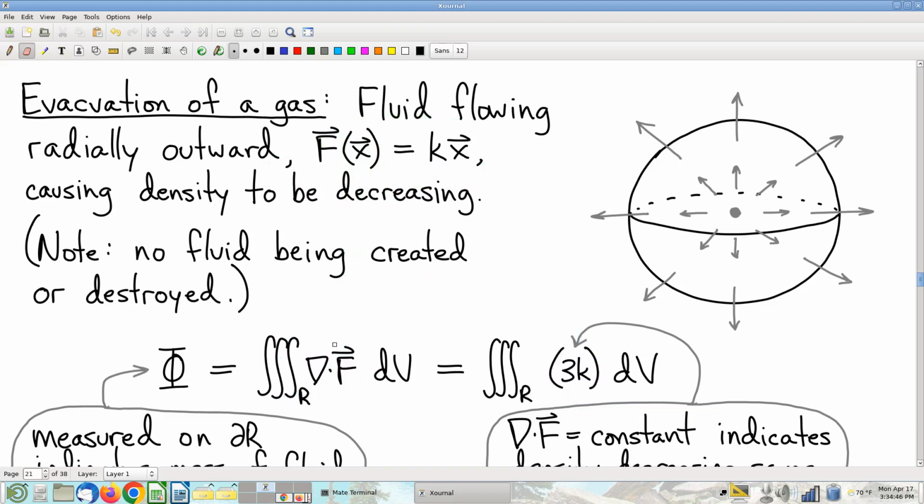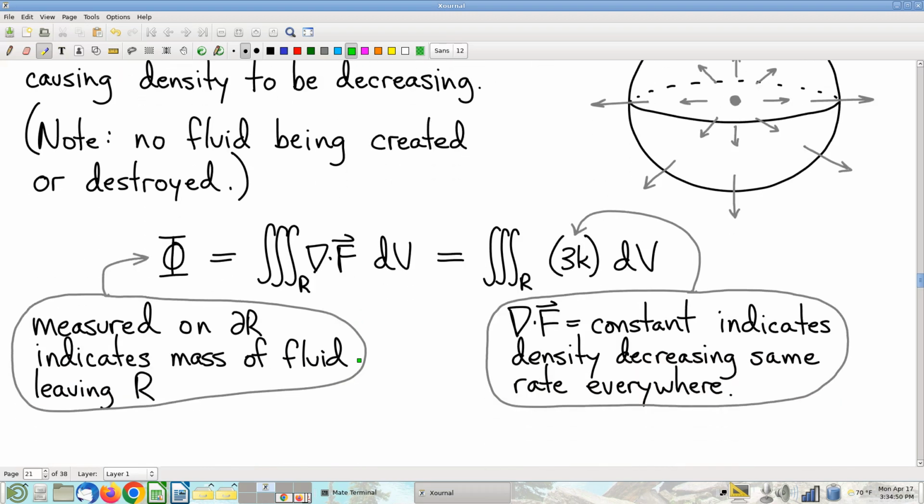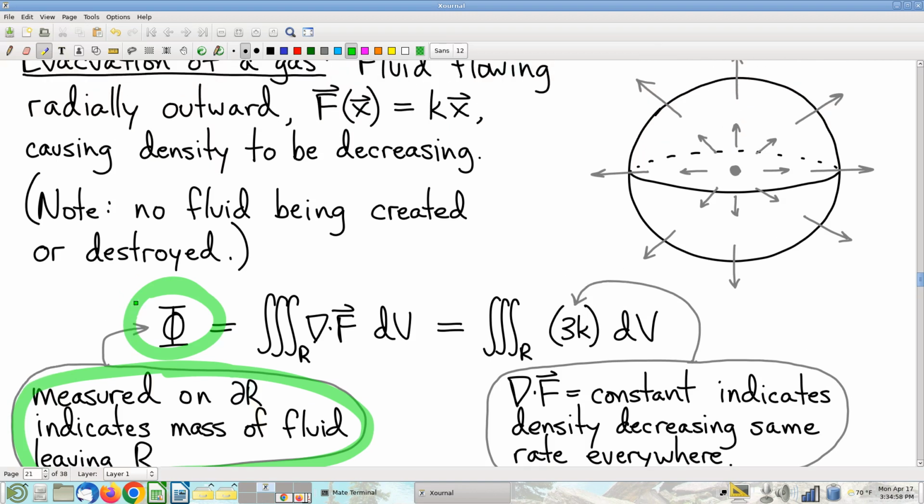Okay. All right. So, what sense do we make out of this? So we've got flux on the left. That's measuring how much fluid is leaving our region.